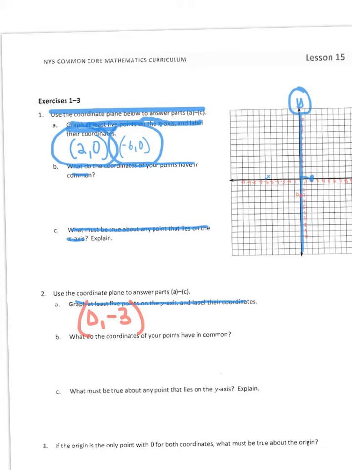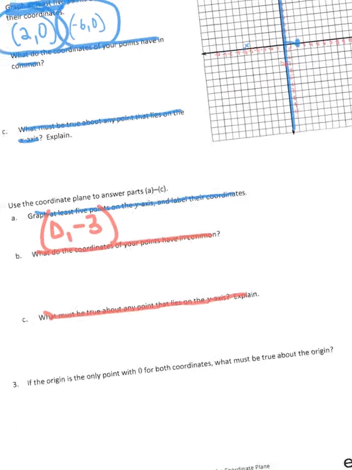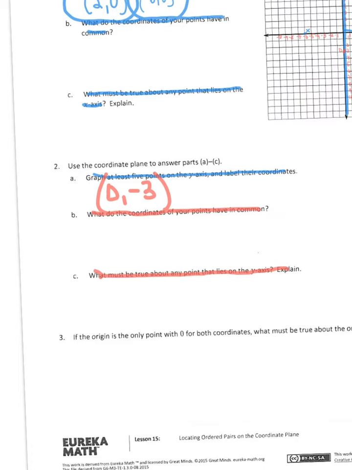And then you answer the letter B. What do these coordinates of your points have in common? And what must be true on any point that lies on the y-axis? You do not need to do number 3. You don't need to do that. Okay.